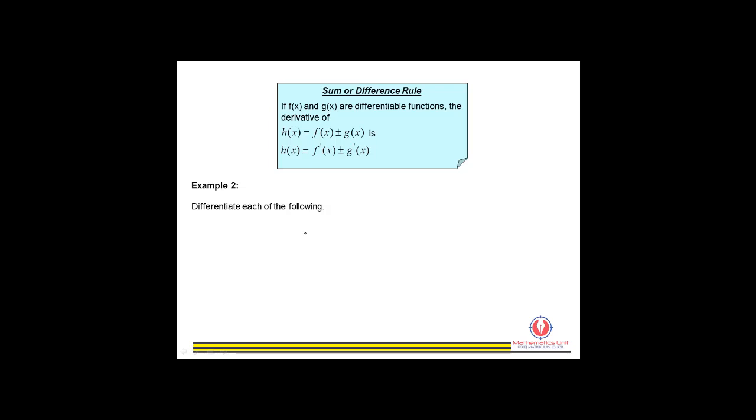So differentiate each of the following. So 2a, we have y equal to 3x squared minus 5x plus 1. Differentiate dy over dx. Okay, we will get 3 times 2 is 6x, 2 minus 1 is 1, minus with 5, plus 1 is a constant is plus 0. So our dy over dx equal to 6x minus 5.